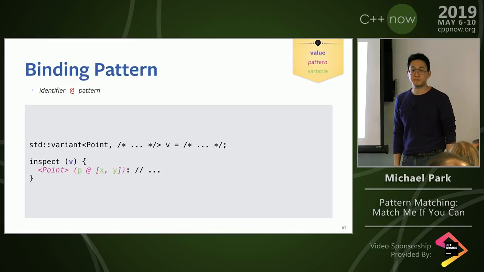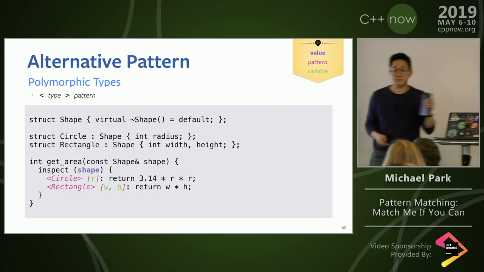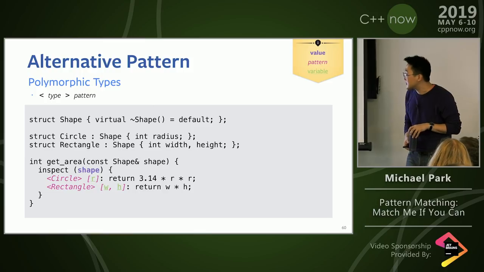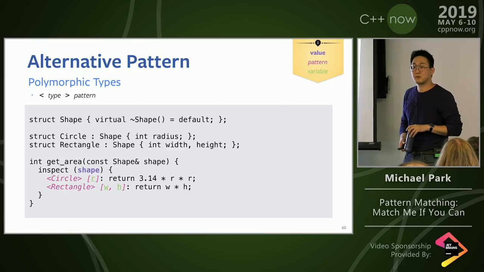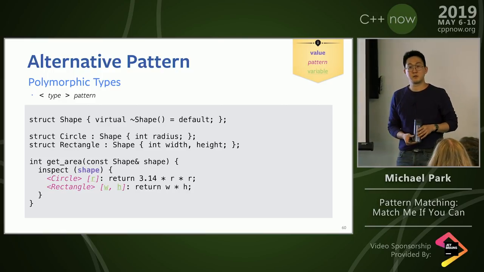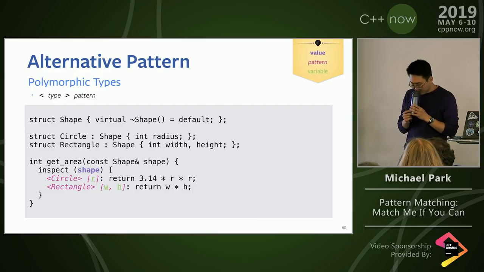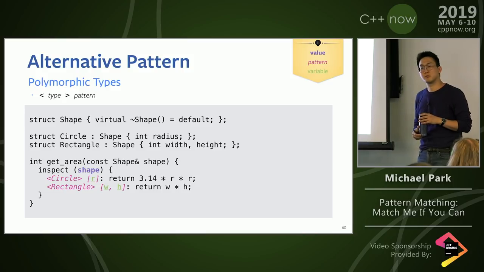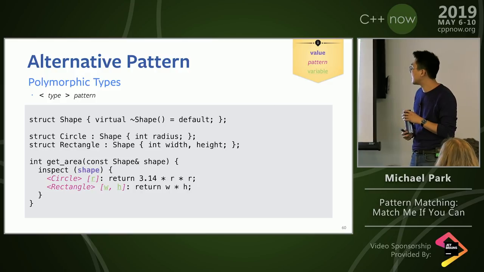Yeah, question? Look at the previous slide, please. Yes. So here, inside of inspect, there are return statements. If we remove return keywords and use inspect in place of a ternary operator, question mark colon, will that work? Yeah, you could just do return inspect and put a semicolon. So if I write inside of it int a equals inspect shape, and inside of inspect there are no return keywords.